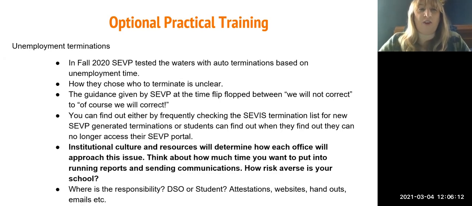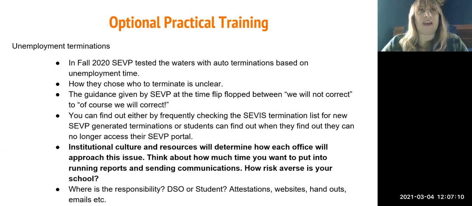This was another fun and lovely thing that we had to deal with in 2020 when SEVP decided, hey, it seems like a fun time to test the waters with auto terminations based on unemployment time. And we are still unclear at this time how they chose which records to target. At Northeastern, we had about 20 SEVIS records terminated by SEVP for exceeding the allowable unemployment time. The other problem that happened, and maybe your schools lucked out and didn't have any records caught up in this, but if you did, then you know that it was incredibly painful because SEVP flip-flopped a little bit about how they wanted to handle those records.